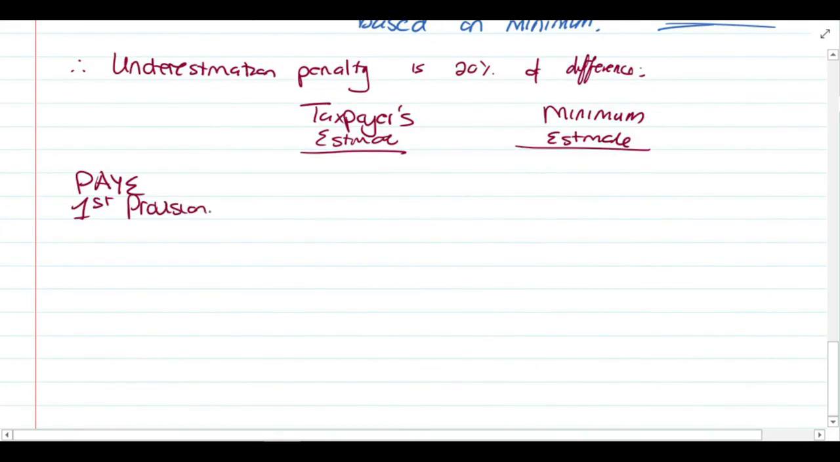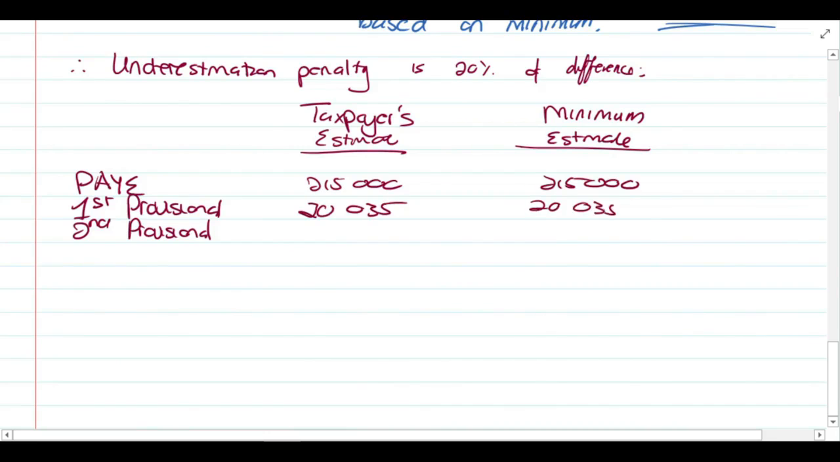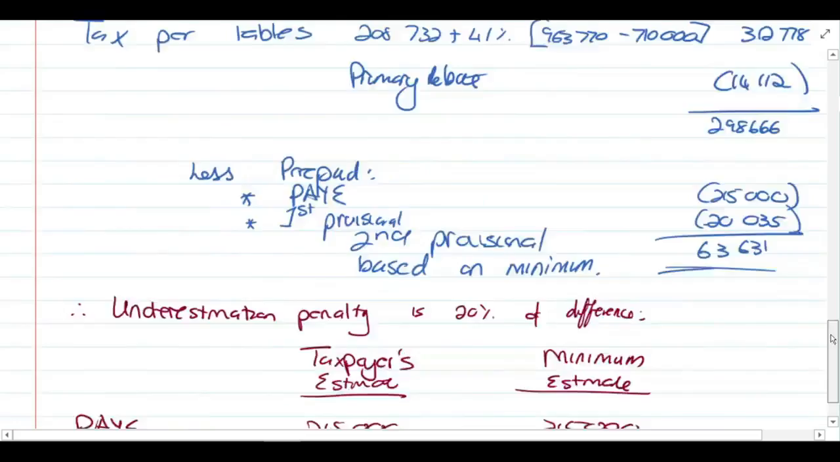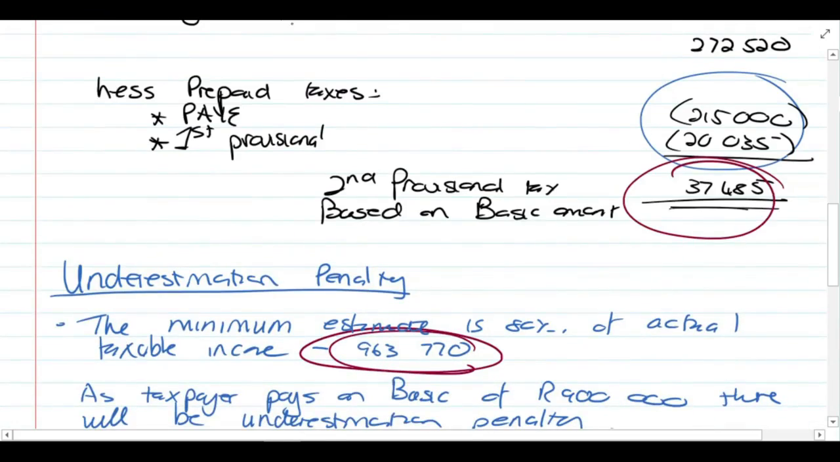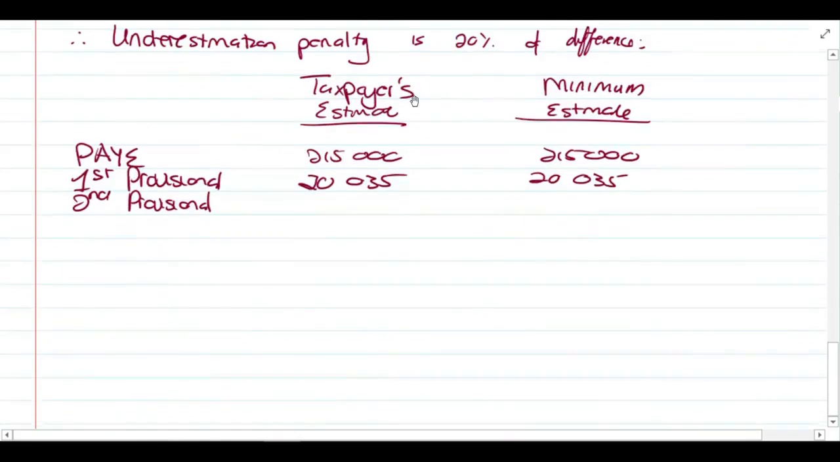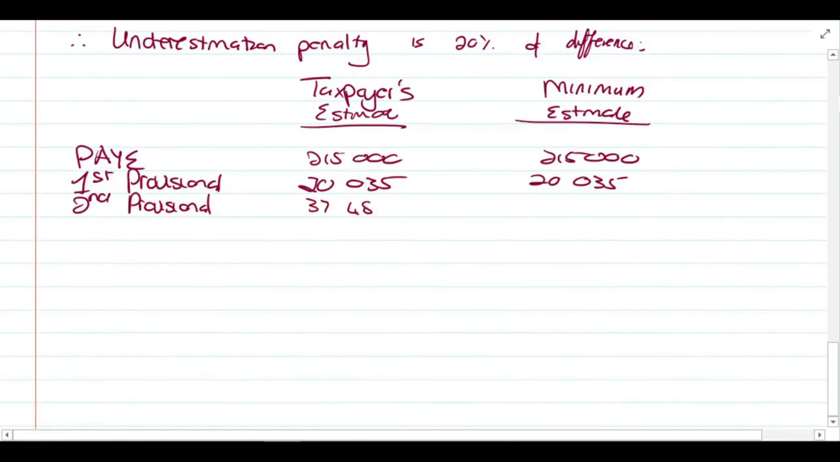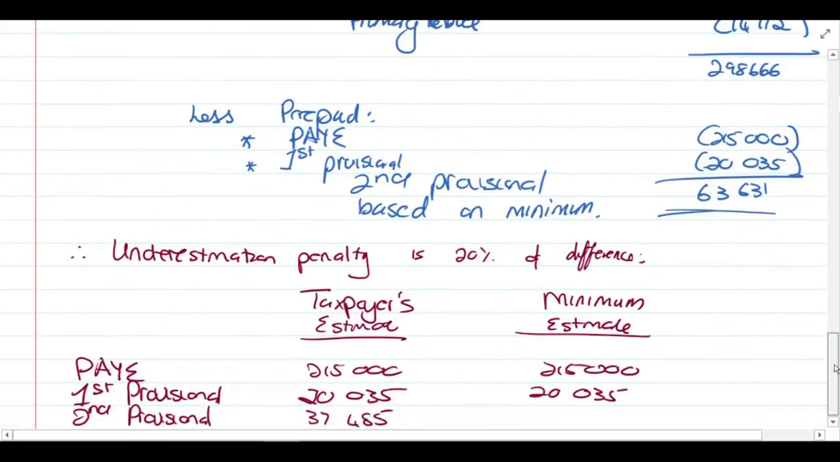The way I do it in the solution is a little bit quicker, but the pay as you earn in both instances is the same. Sorry, it says 215. The first provisional in both instances is the same, 20,035. The difference is the second. So the second, she will pay 37,485. And the minimum she should pay is 63,631.